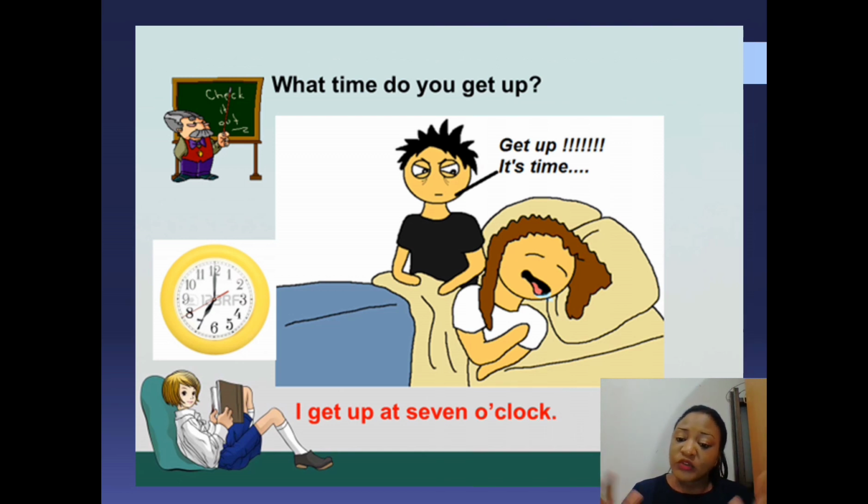I will divide them into pairs, two each: student A and student B. Student A will ask, what time do you get up? I can still be student A, teacher A, and the student B. I'm talking with my student. I can give one or two examples using myself as A and talk with them. After they must have understood, then I group them into two. So let's say I am A and the student is B.